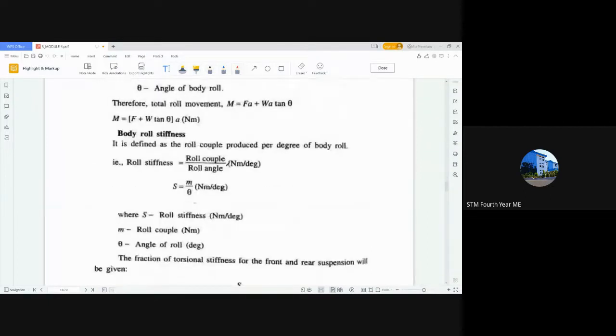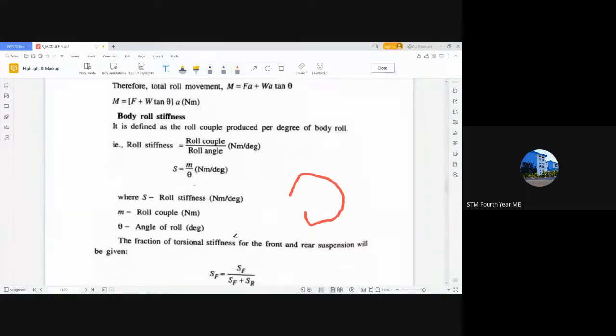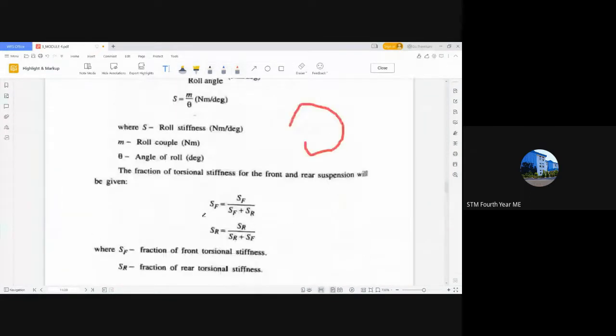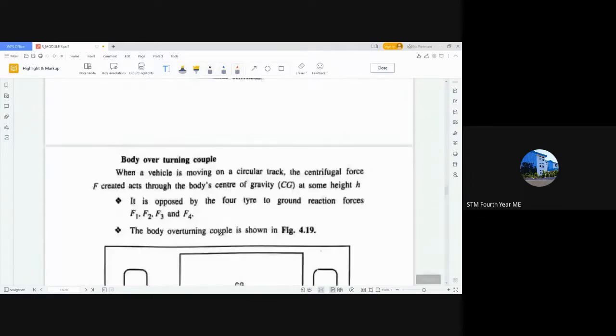And stiffness is the resistance against this roll. A car is a rigid body. It is not fluidic when moving in a rotational direction. So it provides a stiffness, and that stiffness is mentioned here. It occurs at the front axle and also at the rear axle, and that is what is known as torsional stiffness.